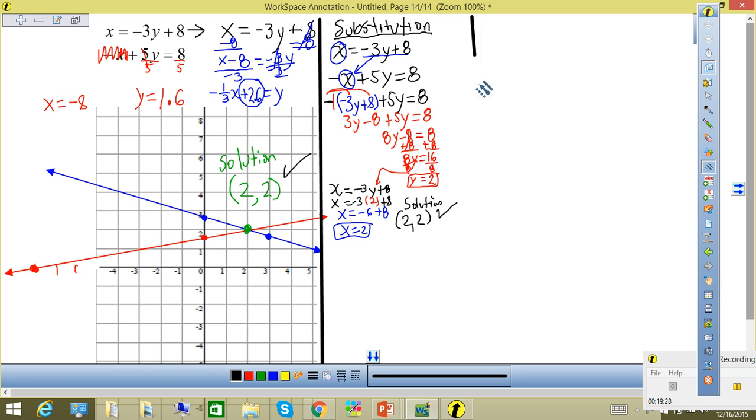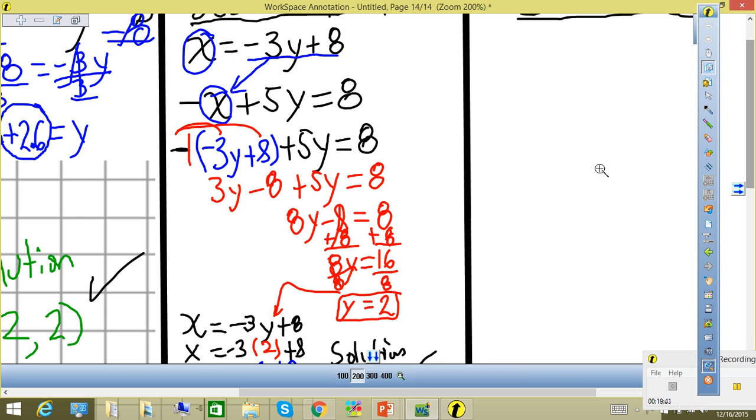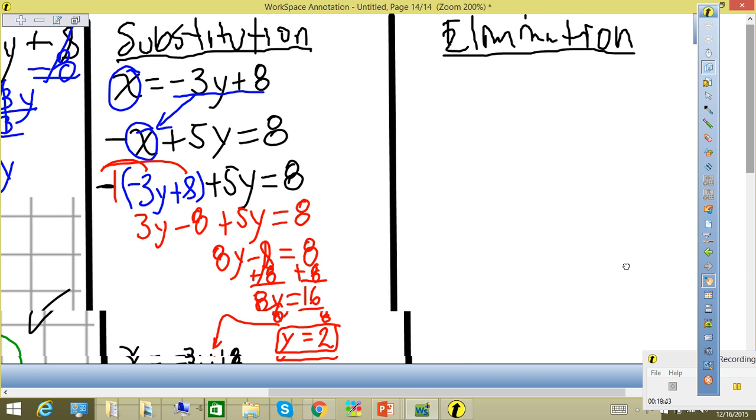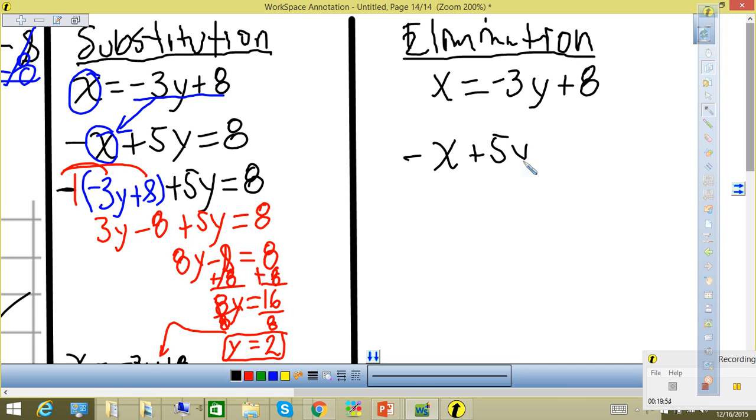Third partition. And label that elimination. Elimination. Let me zoom in. So write the system again. X equals negative 3y plus 8 and negative x plus 5y equals 8.